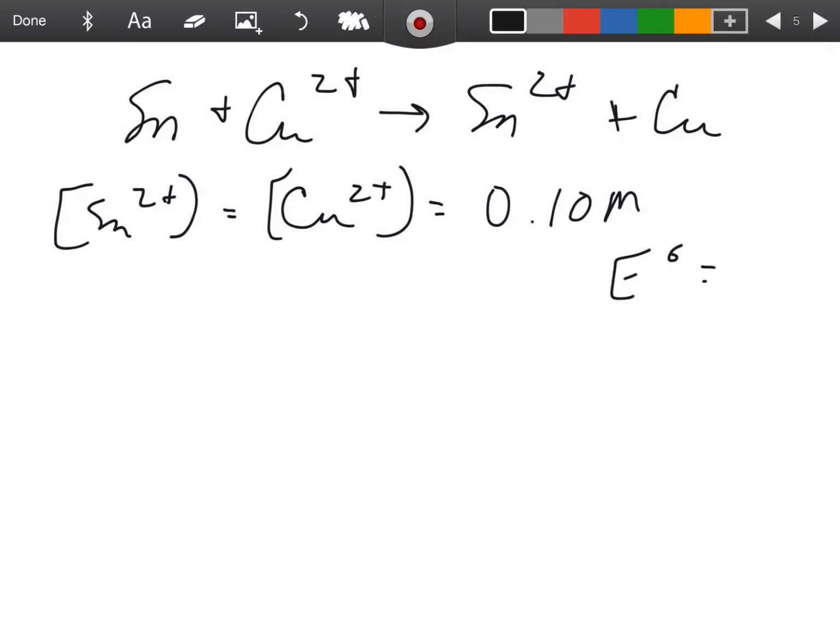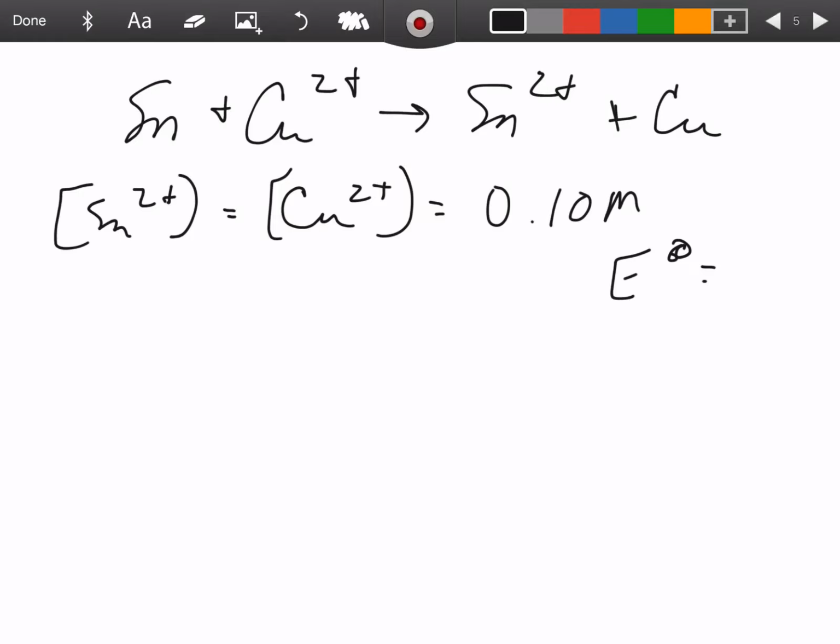But my question to you is, how can we possibly be getting an E0 potential for this reaction when we are not under standard conditions, right? That 0 is supposed to mean that we are under standard conditions.